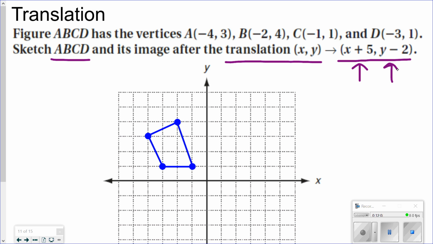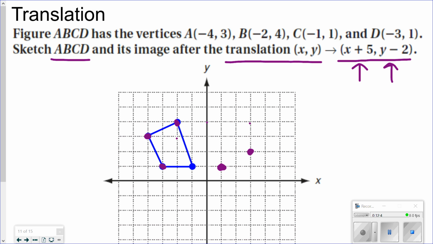All right, so if I do that, our new coordinates would be, so I'm going to take this coordinate here, and I know the x is add 5, which means I'm going to move 5 to the right, so 1, 2, 3, 4, 5, and then y is minus 2, which means I'm going to drop it down 1, 2. Plot my point there. All right, I'm going to do the same thing with this coordinate. I'm going to move it over to the right 5 and down 2, so 1, 2, 3, 4, 5, and then down 2, 1, 2.